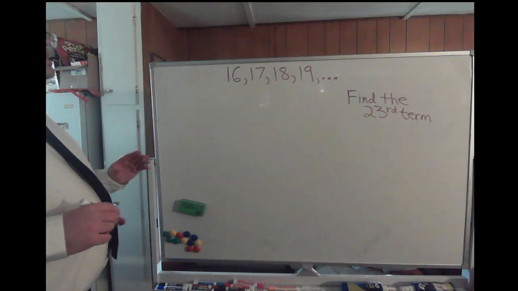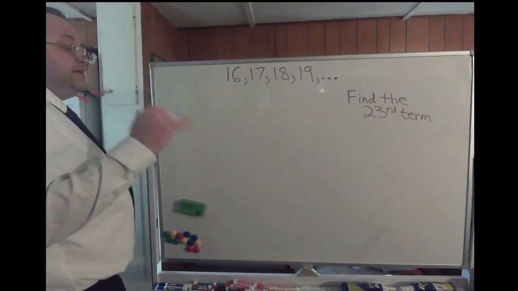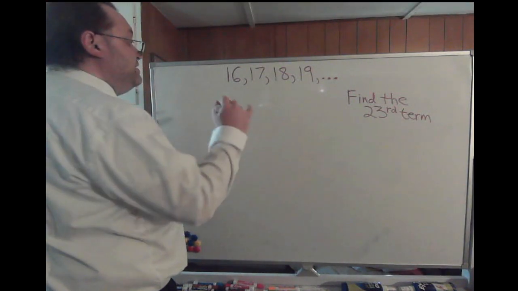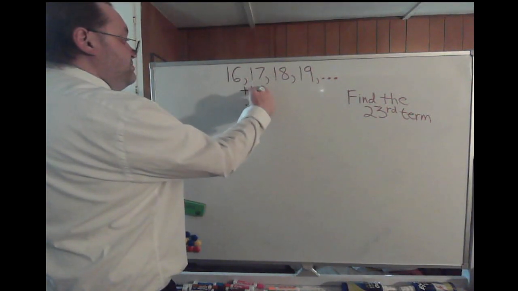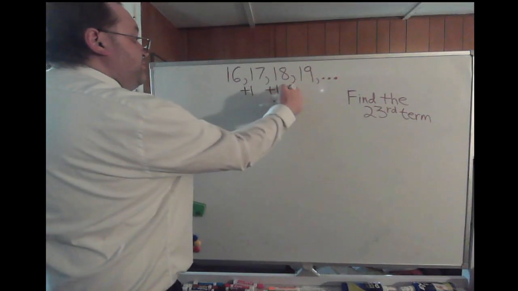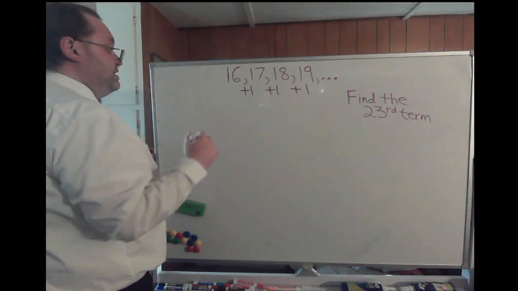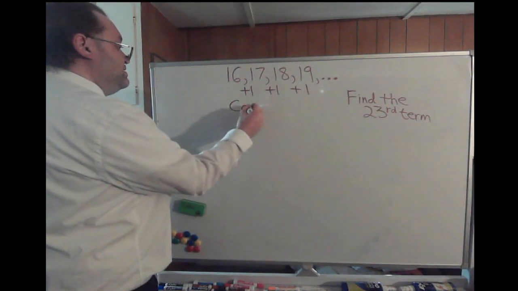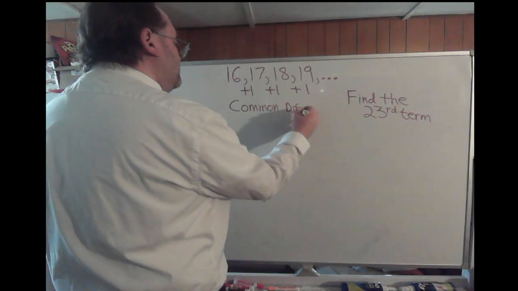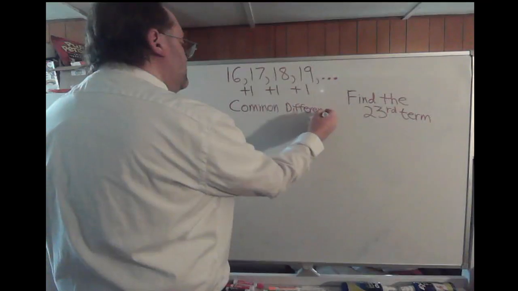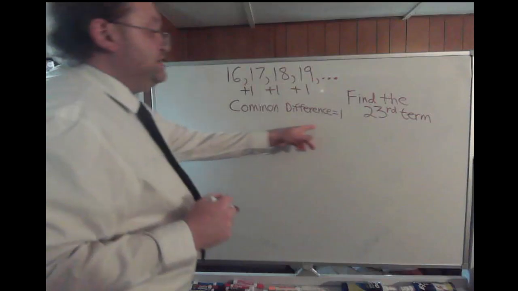So, whenever you are faced with a sequence, arithmetic means they have the same difference. So you want to figure out what the difference is between each number. To get from 16 to 17, you add 1. To get from 17 to 18, you add 1. To get from 18 to 19, you add 1. So it looks to be that the common difference equals 1. So we figured out our common difference. Common difference is 1.